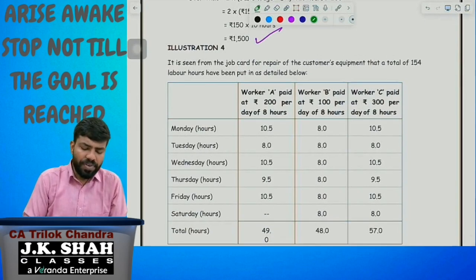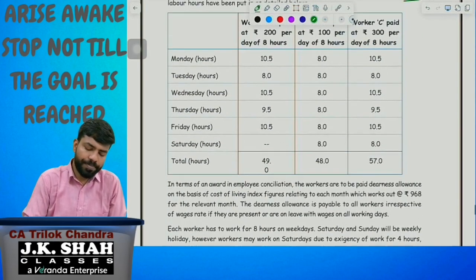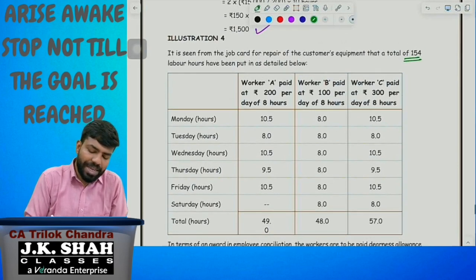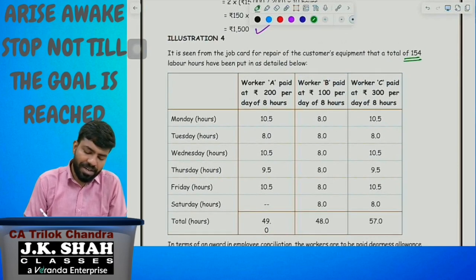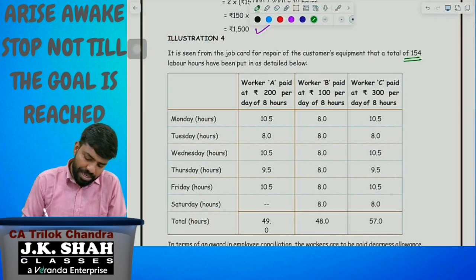It is seen from the job card for repairs of the customer's equipment that a total of 154 labor hours have been put in as detailed below. So totally 154 hours they are working. See, worker A, paid 200 per day of 8 hours. Monday he is working for 10.5 hours. Tuesday 8 hours. Wednesday 10.5. Thursday 9.5. Friday 10.5. Totally he is working for 49 hours.